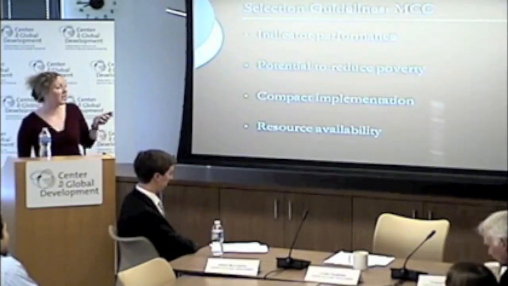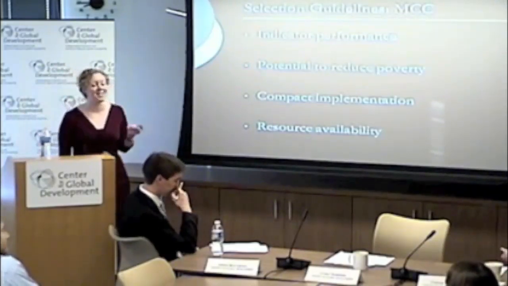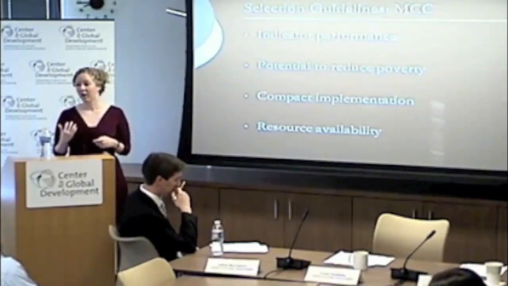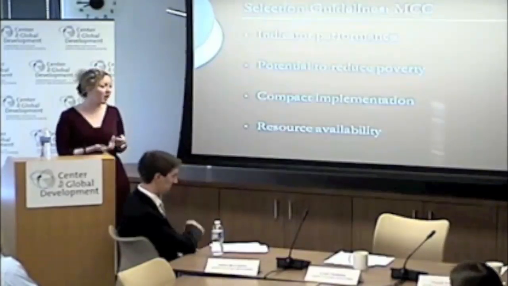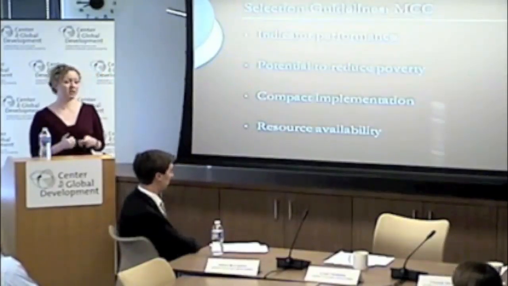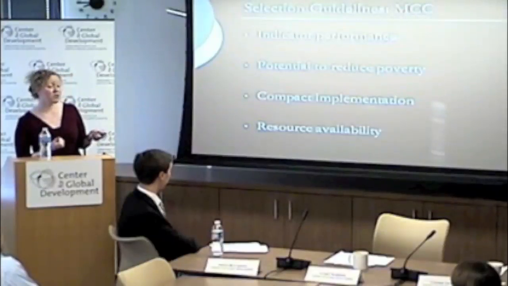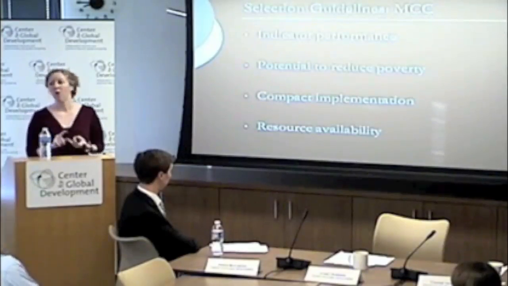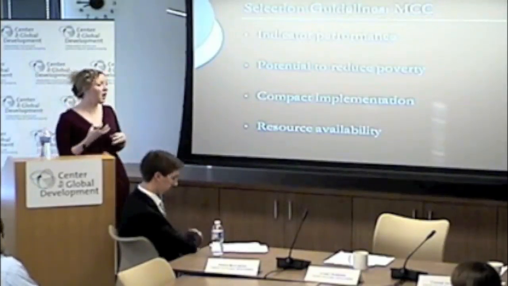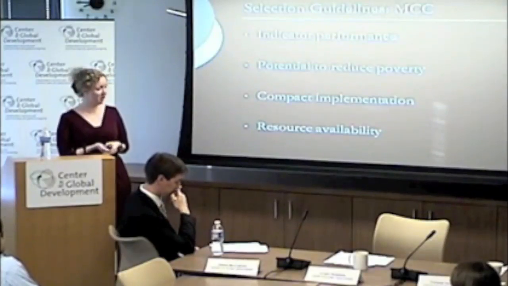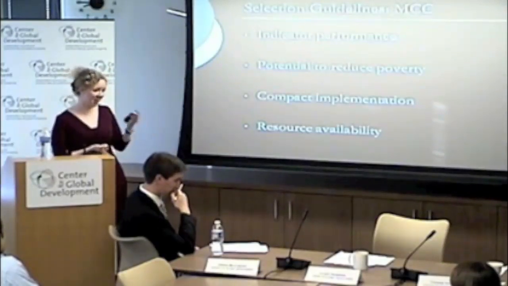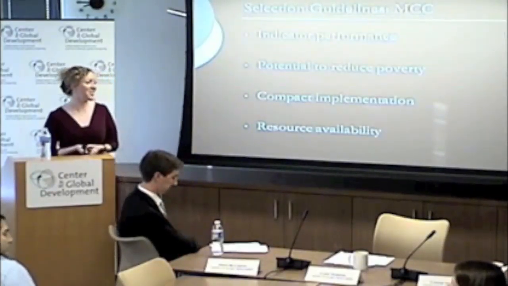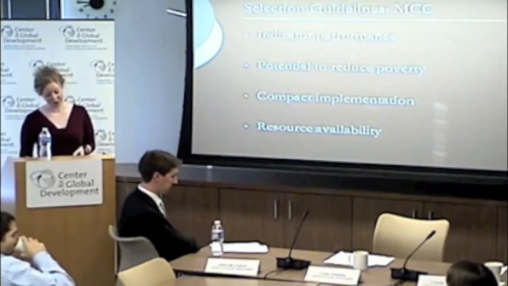The third, and this is only in the case of second compacts, is compact implementation. So in theory, it should be more difficult for a country to achieve a second compact because not only must they perform well on the indicators test, but the MCC Board of Directors also looks at the track record on first compact implementation. So was it on time, on budget, on target, and were necessary policy reforms implemented? And then finally, and this is, as Connie said, a huge one this year, it's resource availability. So what funds does the MCC have and how are they choosing to use them?